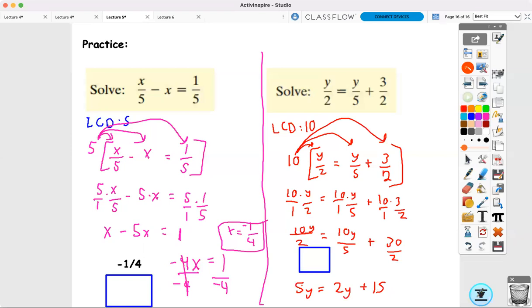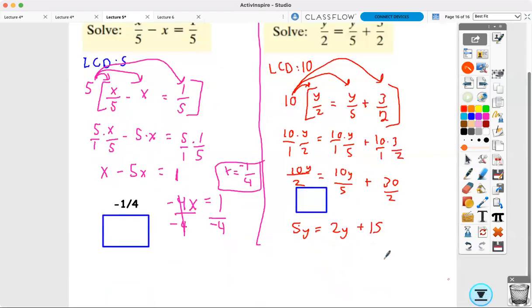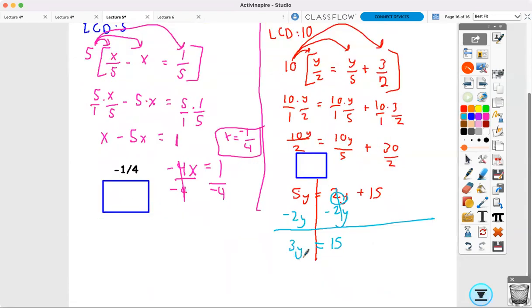Now it's just an algebra problem. How do I get y's by itself? What do I move over? Subtract the 2y. Subtract the 2y. This becomes 0. 5y minus 2y is 3y equals 15. How do I get the y by itself? Divide by 3. And how many 3's go into 15? 5 times. And we're done, everyone.